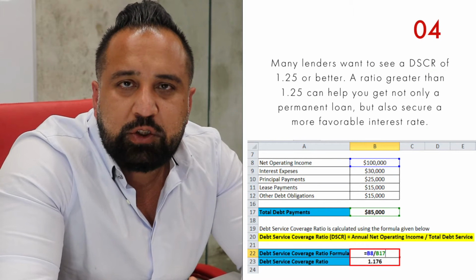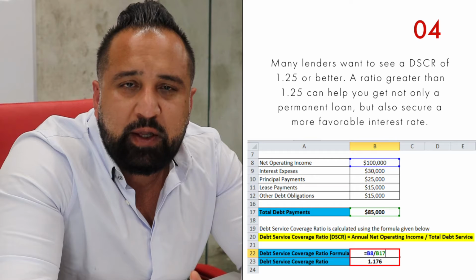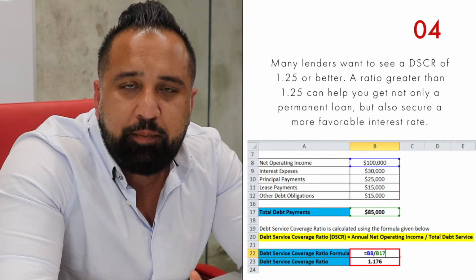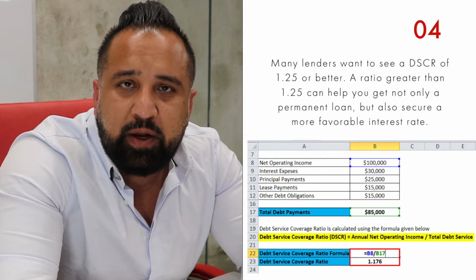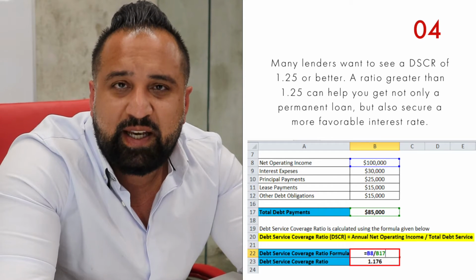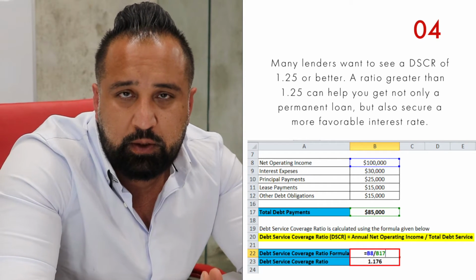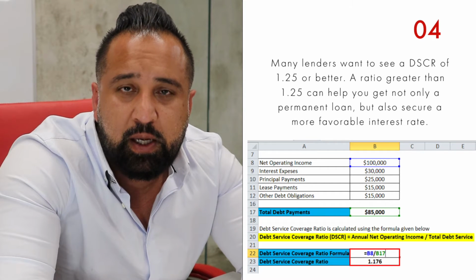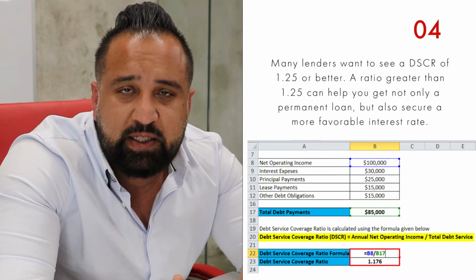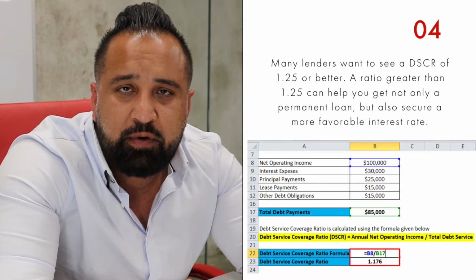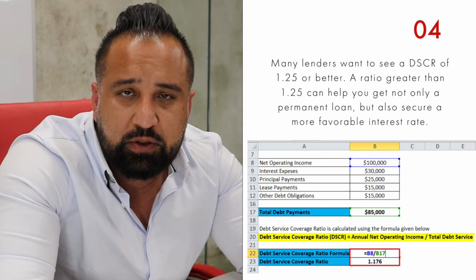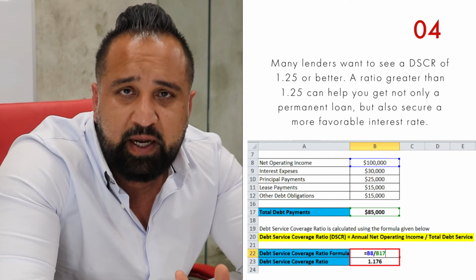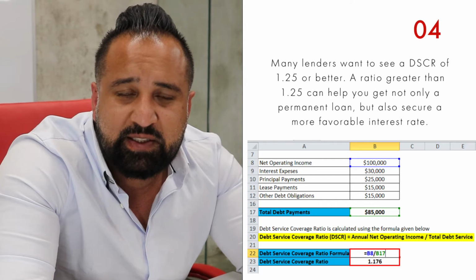The majority of banks and lenders are looking for a DSCR that is 1.25 or better. Why that's important is because it will help you in securing your loan, and it will also assist you in getting a better interest rate. Now we'll go over an example that you can see on this split screen right beside me. You have a business that's generating a net operating income of $100,000, and you have a total amount of debt that's $85,000. So if you divide 100,000 by 85,000, you have 1.17.